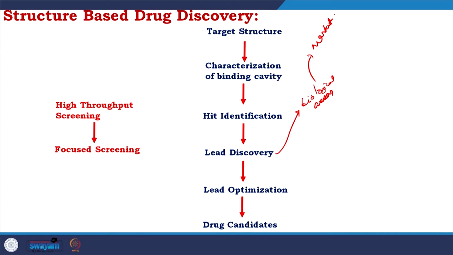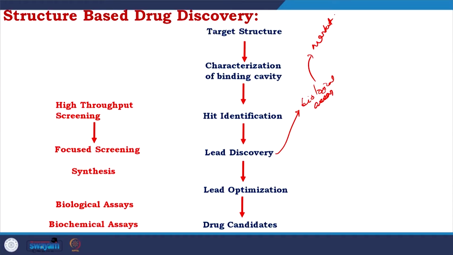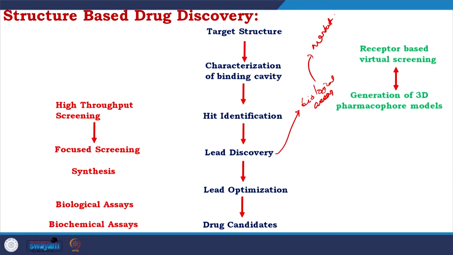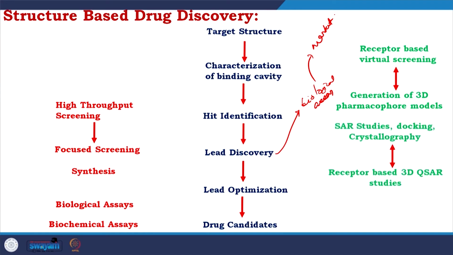High throughput screening, as I told, is now converted to focus screening, which means we have to perform less synthesis and fewer biological assays, which are costly, as well as biochemical assays. We do receptor based virtual screening which generates 3D pharmacophore models. So, you see the virtual screening is connected to the pharmacophore model, and then structure activity studies, docking, high resolution crystallography with receptor based 3D QSAR studies. So, on this side experiments are costly, and we are replacing them with computation.